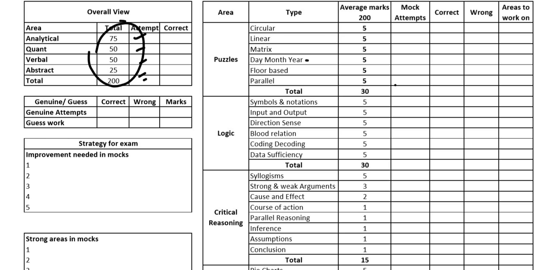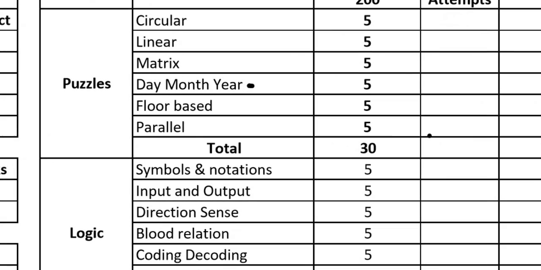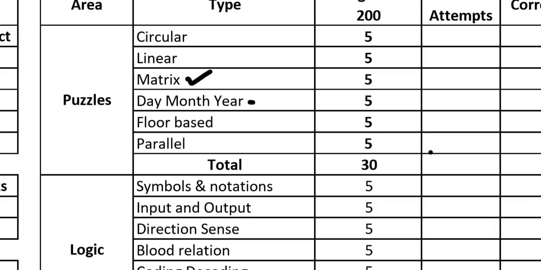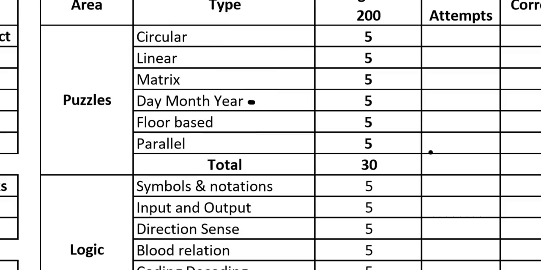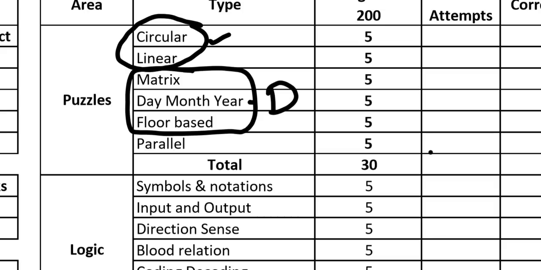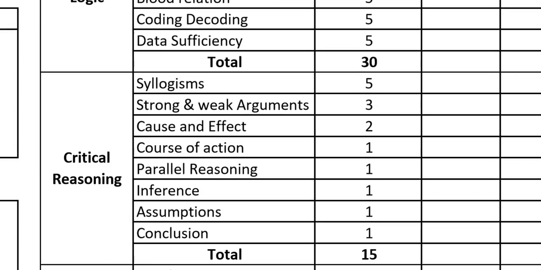Then comes the second part, the shortcuts for everything. There are shortcuts for matrix, day based, circular, linear, all these; we are going to conduct workshops. My target for you is in the first month, that is December, we'll cover the easier puzzles. Matrix, day based and floor based are comparatively easier, so my target is to cover them in December. Then in January I want to pick up circular, linear and parallel. So phase 1, phase 2, because puzzle is one of the most important areas of the CET paper.